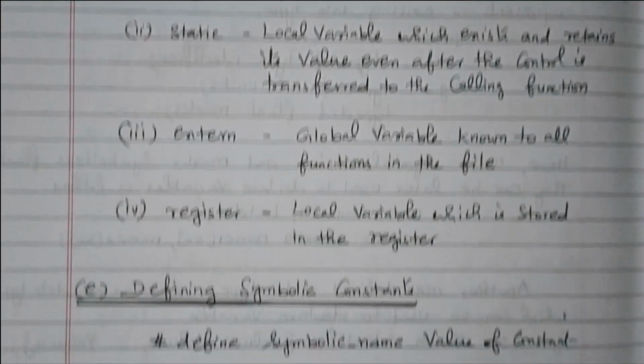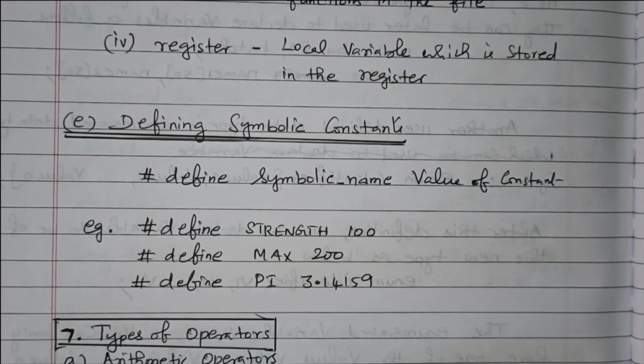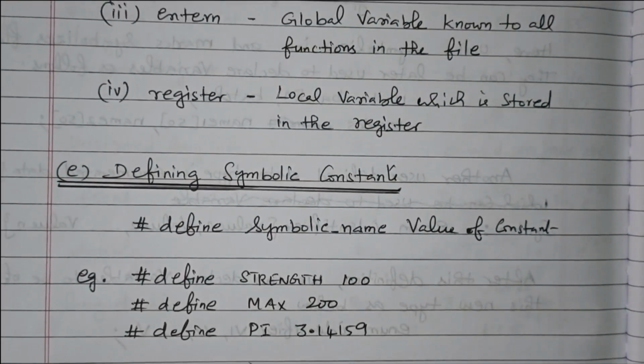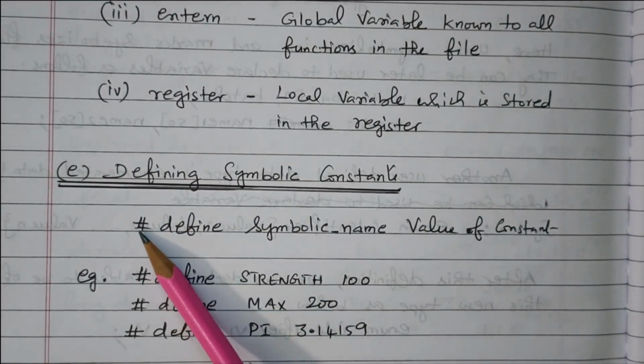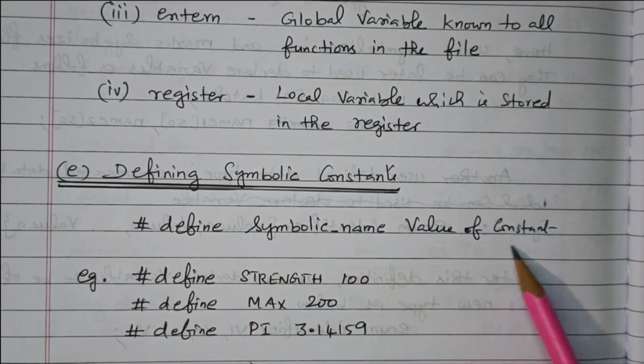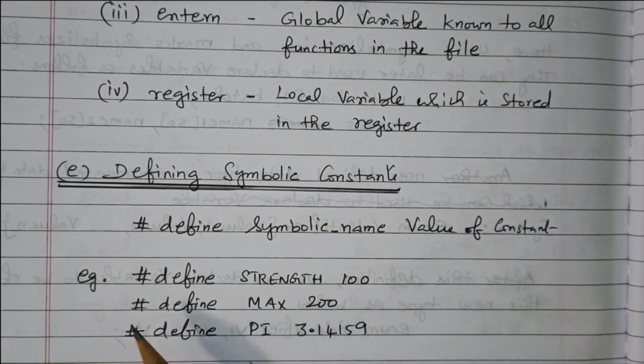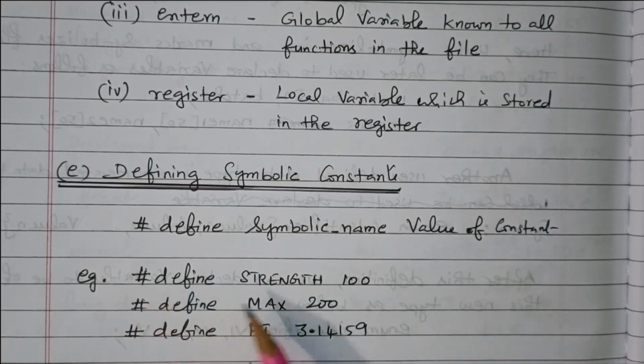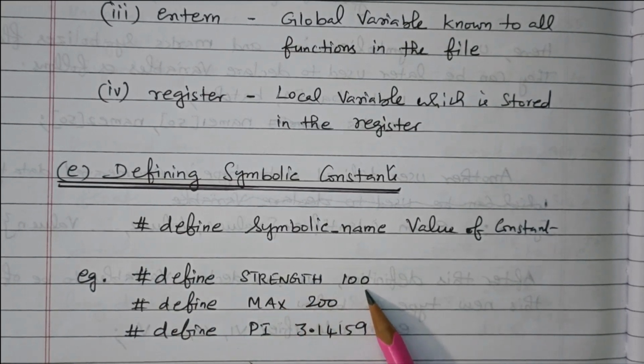The fifth one is defining symbolic constants. The symbolic constants are defined by #define, followed by the symbolic name and the value of the constant. This is the syntax. Example: #define STRENGTH 100. #define is the syntax, STRENGTH is the symbolic name, and the value is 100. So in the entire program, the strength is assigned as 100.